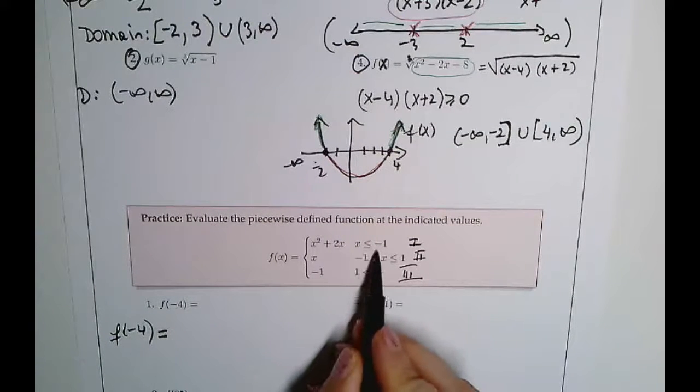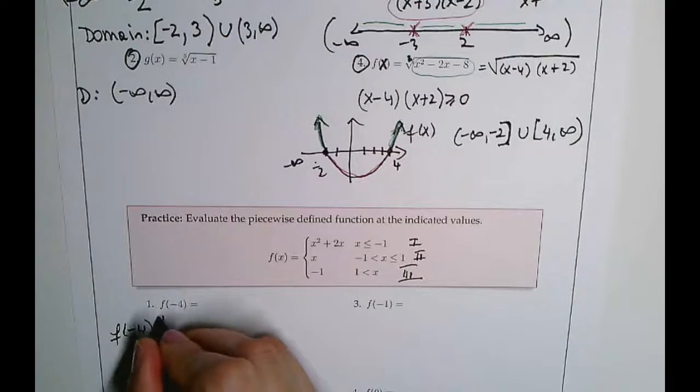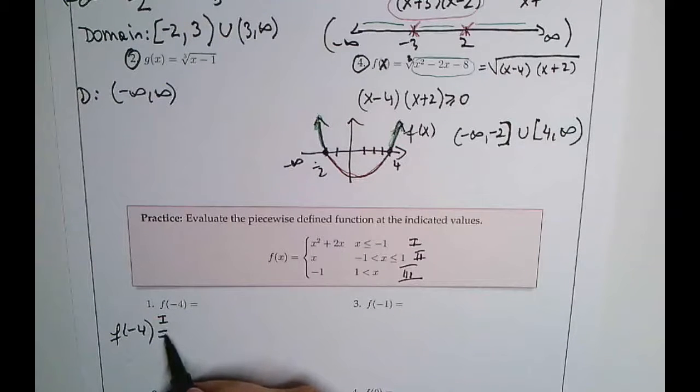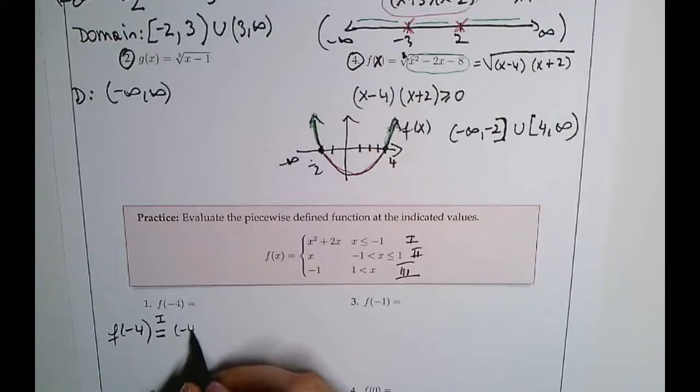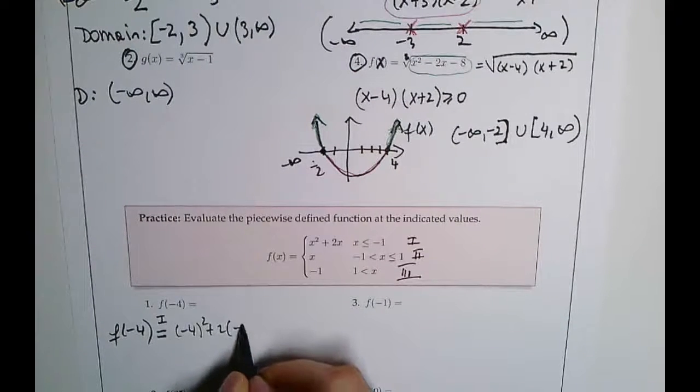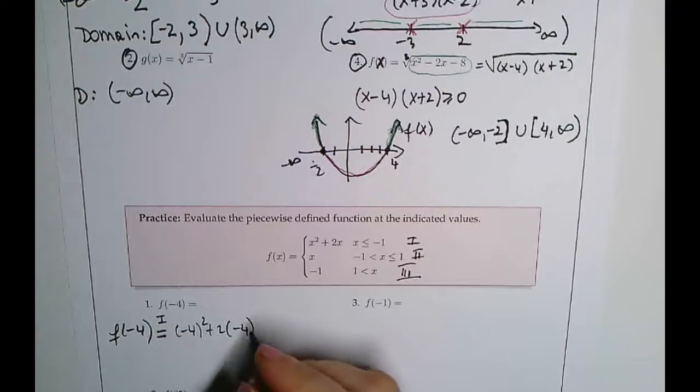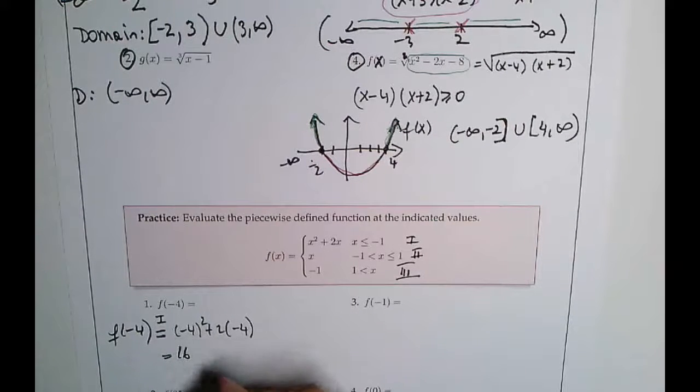Well, -4 falls under the first piece. So that's the rule I'm going to use. So it's going to be -4 squared plus 2 times -4. And this is going to give me 16 minus 8, and it's going to give me 8.